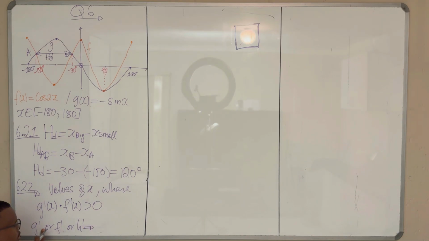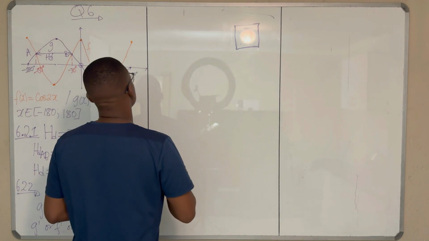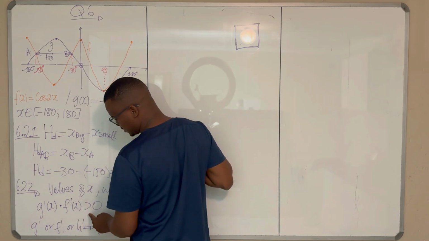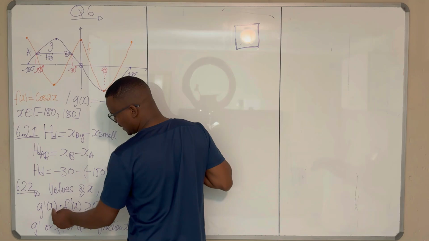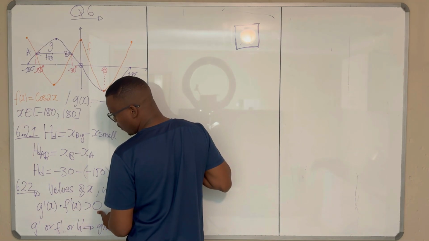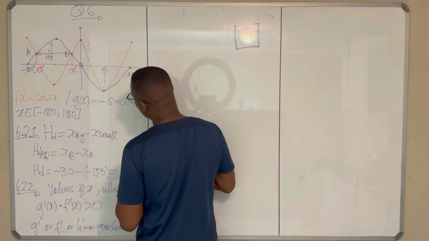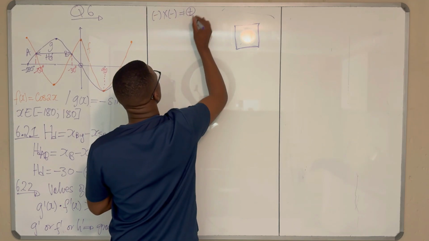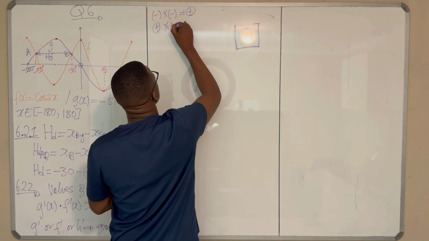These all represent gradients, right? Because this is the gradient of function g, the gradient of function f, the gradient of function h. So you want to multiply two gradients such that the product of those two gradients is positive. If you're multiplying two things and their product is positive, what does that mean? It's either both positive or both negative, because a minus times a minus gives you a positive, and a positive times another positive also gives you a positive.